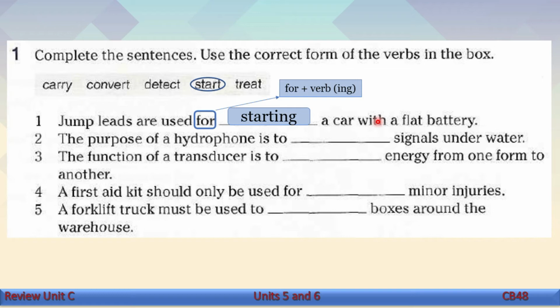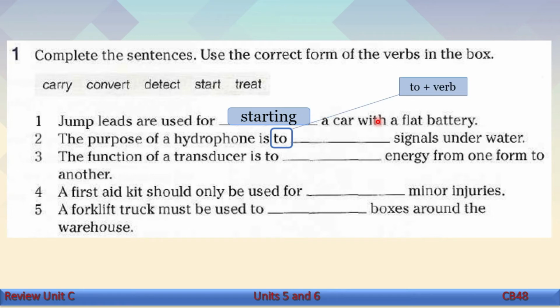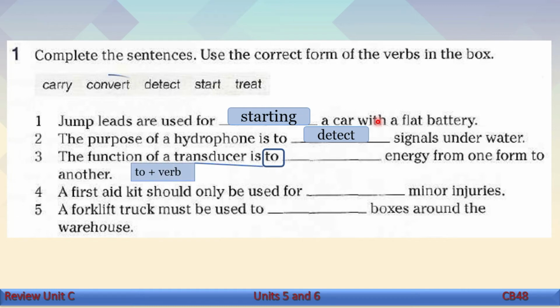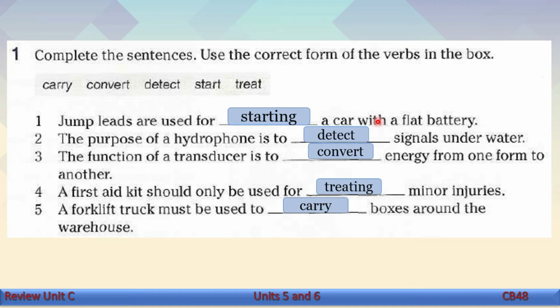Now, pause the video and complete the rest. Let's take the answers. Number 2, we have 2, so we're going to use structure 2 followed by verb, the base form of the verb, and the verb to use is detect. So we have the purpose of hydrophone is to detect signals underwater. Number 3, great.